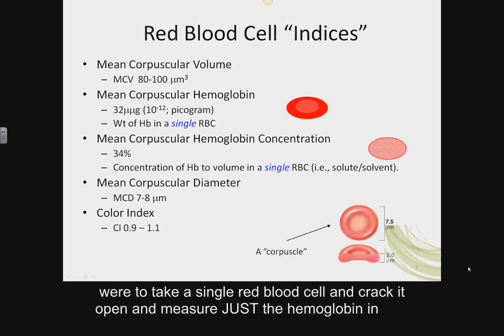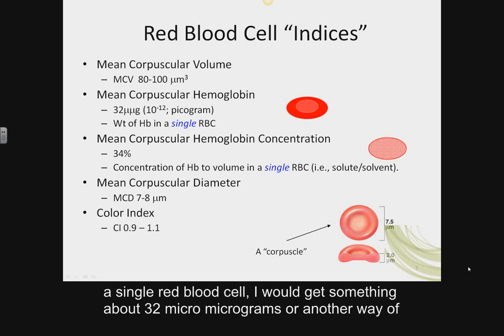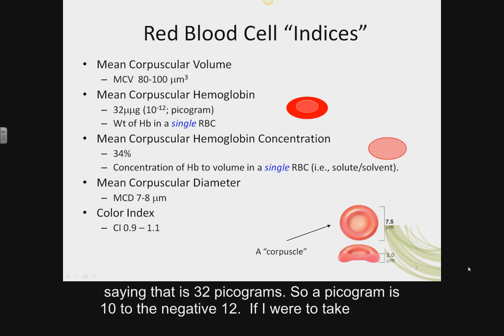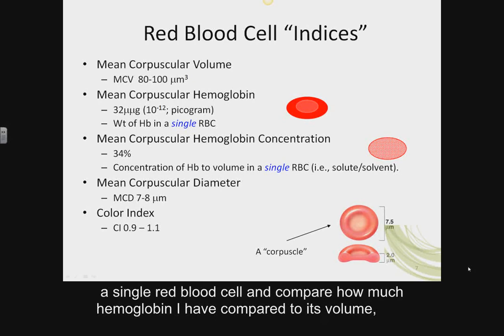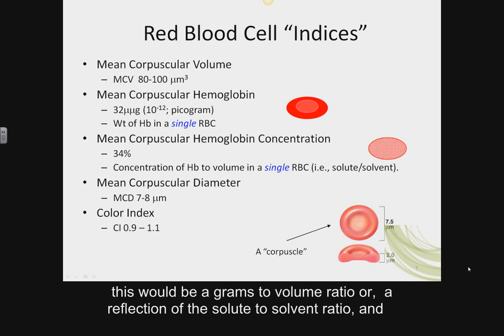If I were to take a single red blood cell and crack it open and measure just the hemoglobin in a single red blood cell, I would get something about 32 picograms. A picogram is 10 to the negative 12th. If I were to take a single red blood cell and compare how much hemoglobin I have compared to its volume, this would be a grams to volume ratio, or a reflection of the solute to solvent ratio.